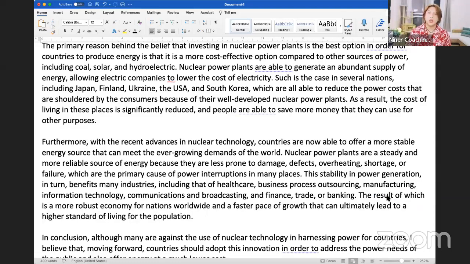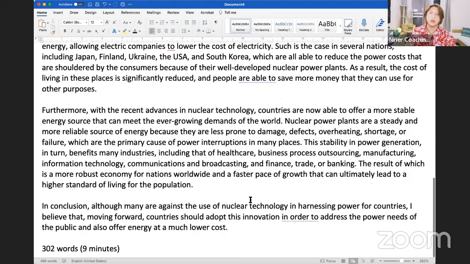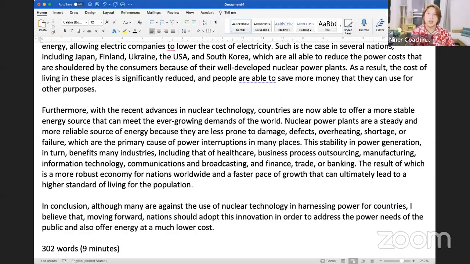The result of which is a more robust economy will ultimately lead to a higher standard of living for the population. In conclusion, although many are against the use of nuclear technology in harnessing power for countries, I believe that moving forward, nations should adopt this innovation in order to address the power needs of the public and also offer energy at a much lower cost.